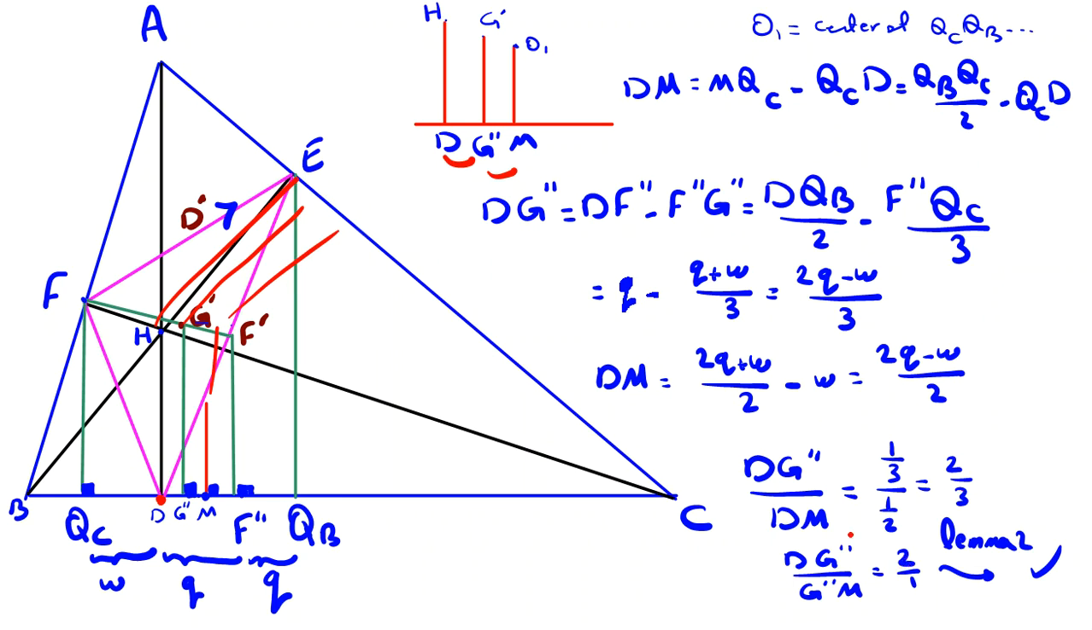And by lemma 2, we've proved that these 3 points, the center of this hexagon, H, and the centroid of DFE, are collinear. And finished.